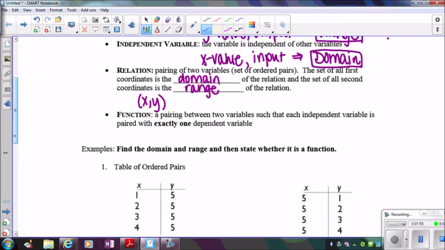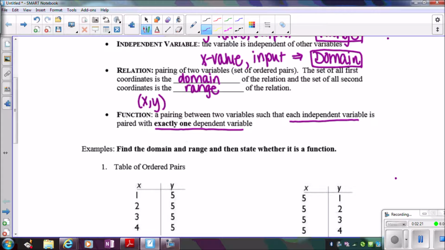When we look at functions, a function is a specific type of relation. So it is a relation, but there's more rules involved. It has to pass a vertical line test. It has to be so that each independent variable is paired with only one dependent variable. So for every input, there's exactly one output.